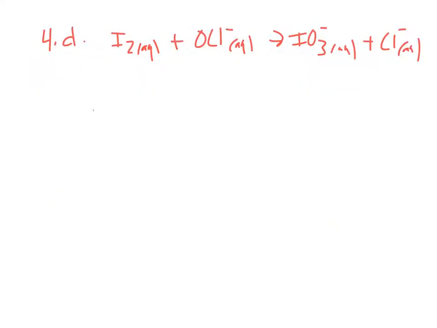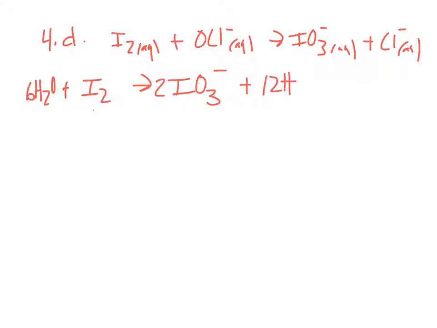4D has I2 plus OCl minus yielding IO3 minus and Cl minus. So if I start with the I2 yielding IO3 minus, I'm going to need to balance my iodines first, so I put a 2 here. And that means I now have 6 oxygen that I balance by adding 6 water to the reactant side. I now need 12 hydrogen ion on the product side. And when I go to balance my charge, I've got a minus 2 and a plus 12. So I need a total of 10 electrons to balance this charge.